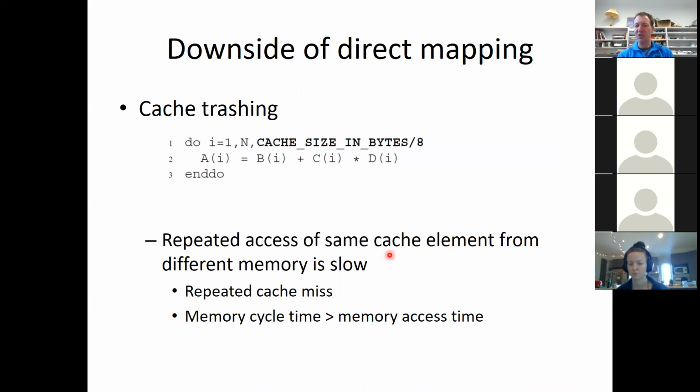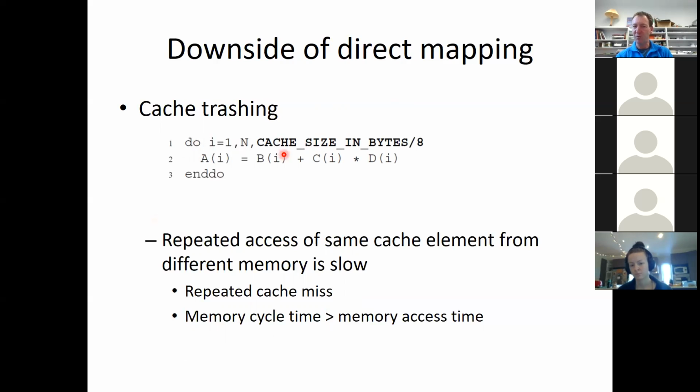Because we are always accessing the same element from the cache in this operation, this will become incredibly slow because you get hit with 2 latencies. One is a repeated cache miss. The cache has to be always fully loaded anew, but you also get hit in addition with the memory cycle time, which, as we saw just before, typically is much, much larger than the memory access time. So in terms of performance, if you do a loop like this, the performance will be very, very poor.